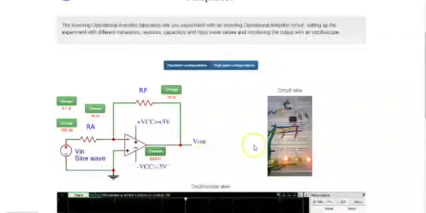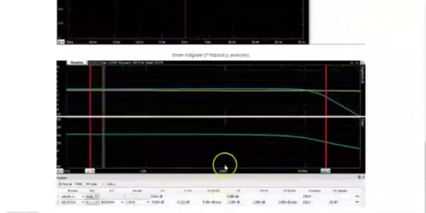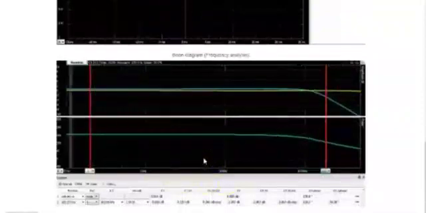The circuit view shows the real-time implementation of inverting operational amplifier on the breadboard. The LEDs indicate which combination is in action at the given time. Oscilloscope view shows the time response of the inverting operational amplifier. Oscilloscope has 2 waveforms, where yellow corresponds to input and blue corresponds to output waveform. The Bode diagram shows the frequency response of the inverting op-amp.